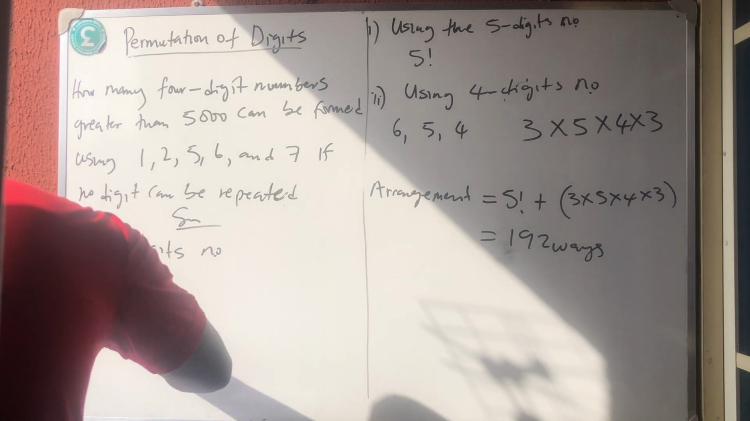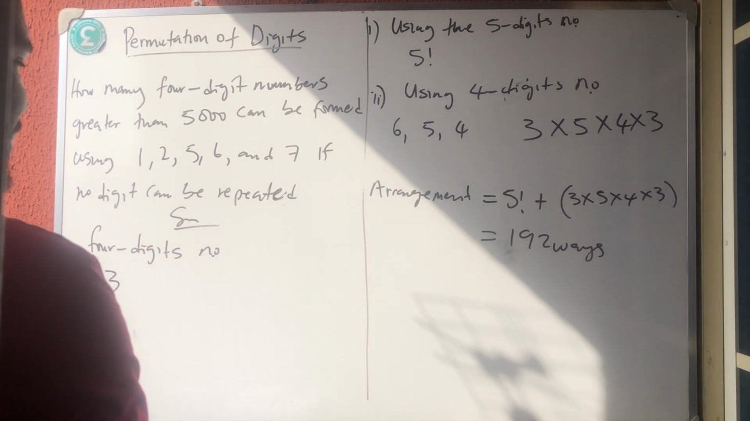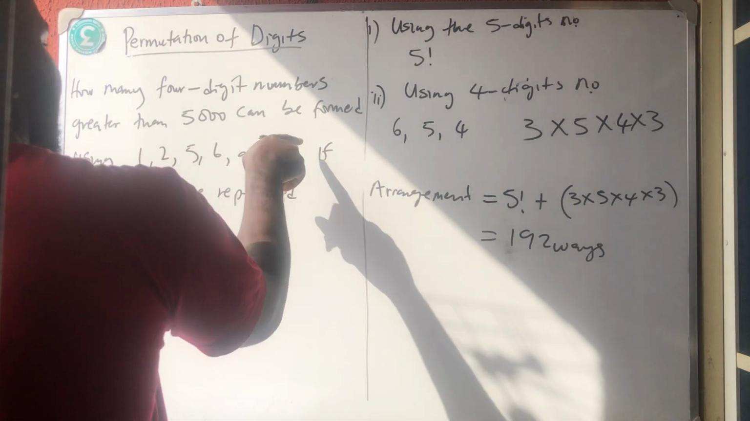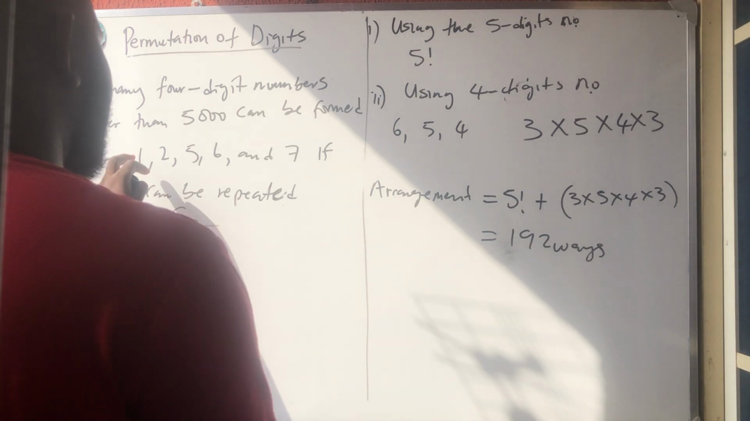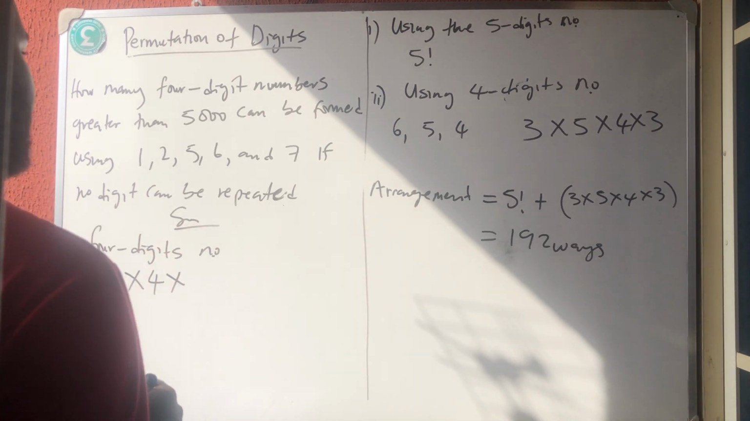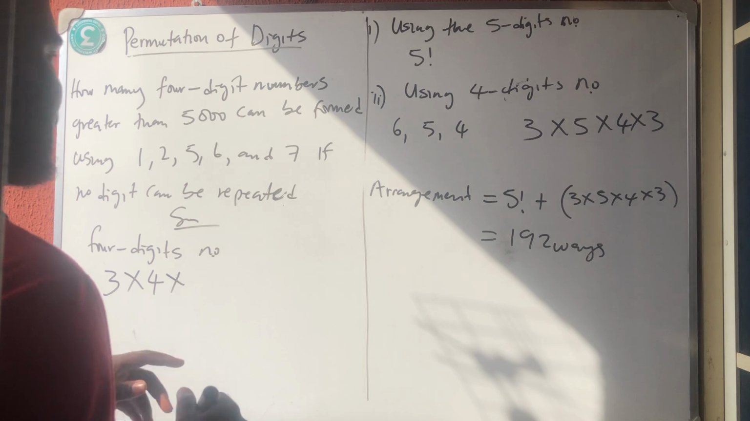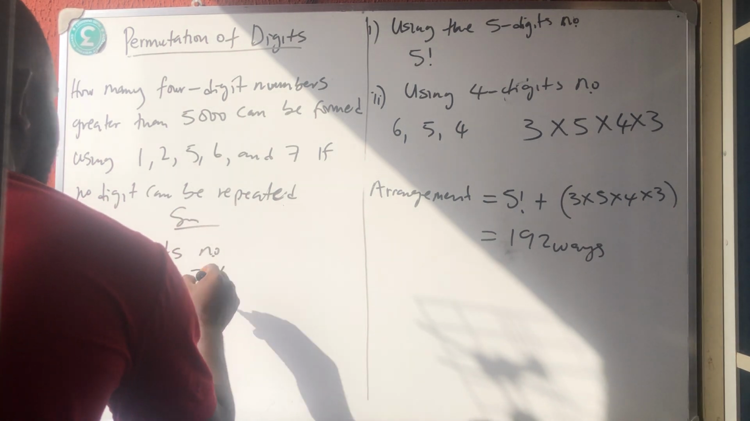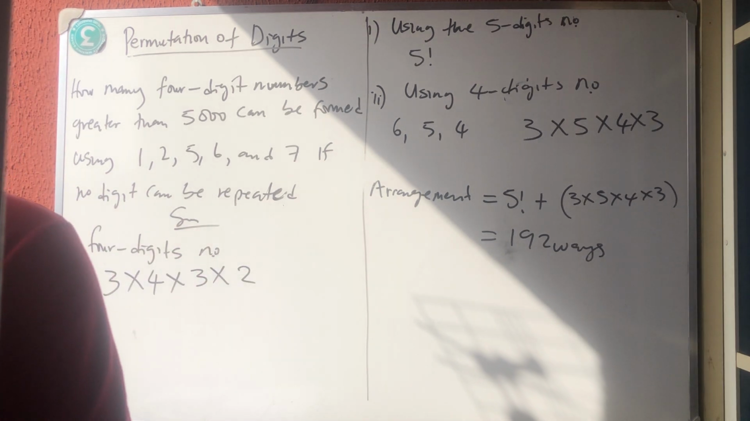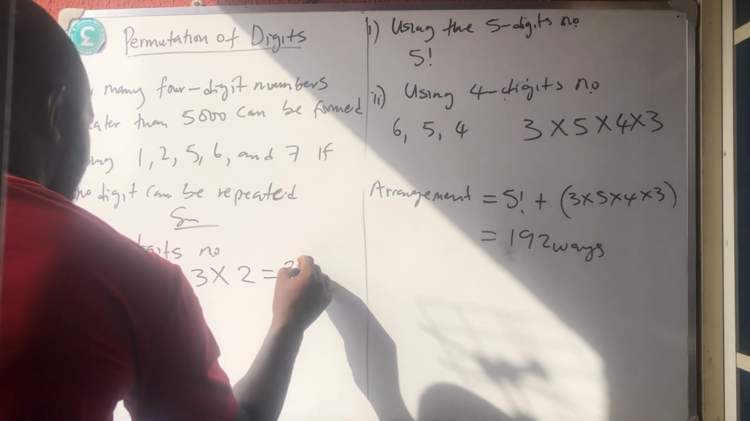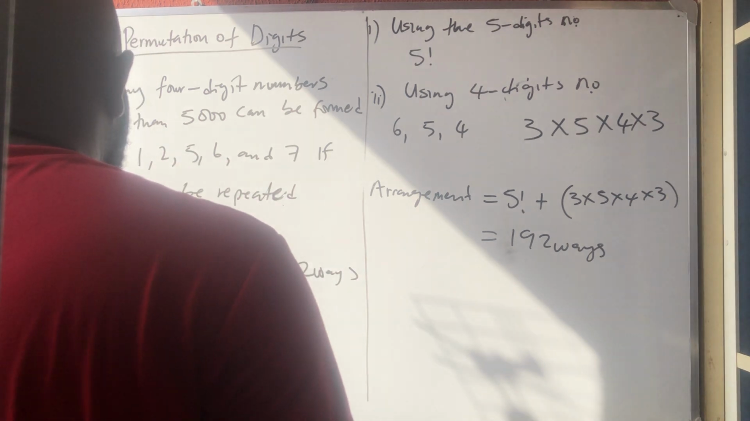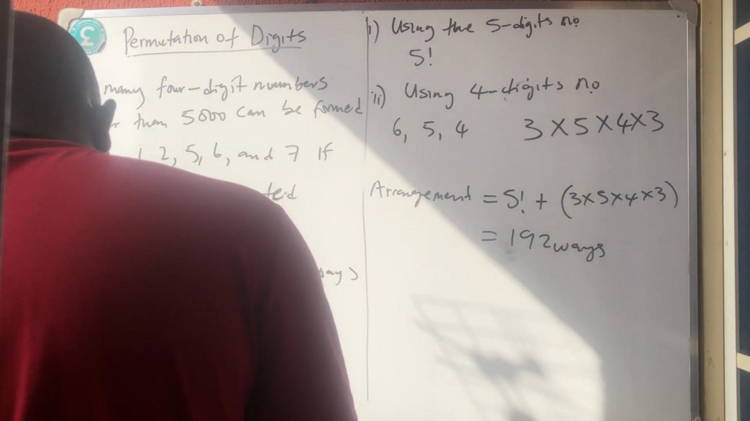So I have three ways for that particular one, times, I've chosen the first one. To choose the second one, any of them can work. How many are they? 1, 2, 3, 4, 5, but I have taken 1, so I'm left with 4. Times the next one, any of them can work, but I have taken 2, so 3. Times the next one, since I've taken 3, 2. So my answer is now 72 ways. As simple as that. I hope you understood that.